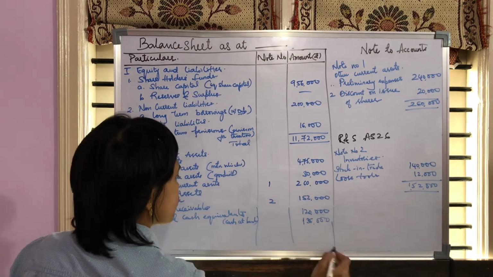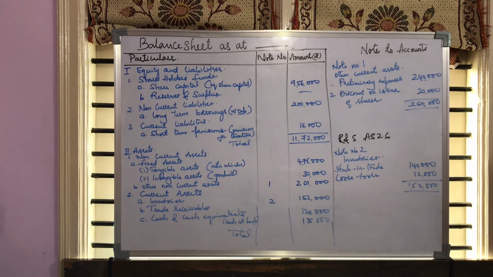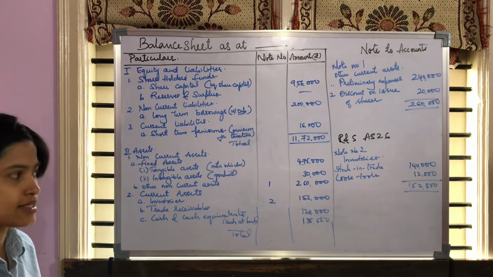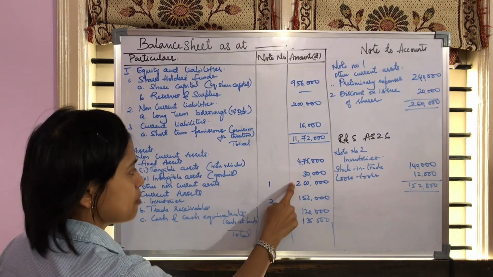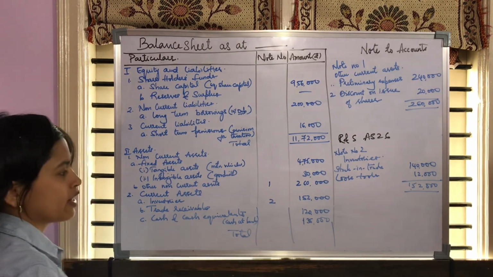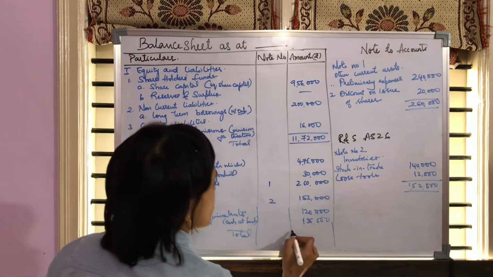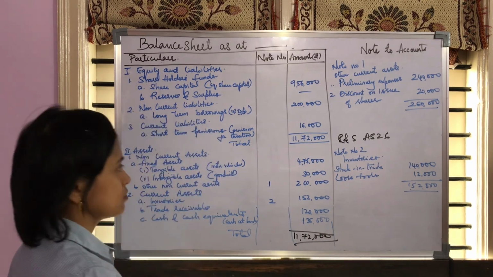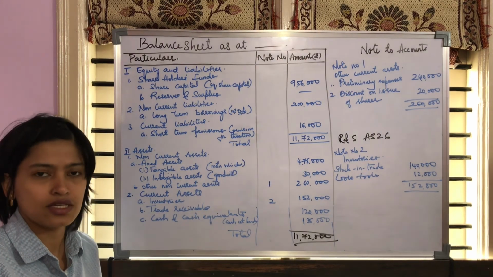Now it's time for us to prepare the total. Remember students, the total of equity and liabilities should be equal to that of the assets. So start adding 4,75,000 plus 30,000 plus 2,60,000 plus 1,52,000 plus 1,20,000 plus 1,35,000. The total has to be 11,72,000. So with this we'll finish the preparation of the solution.